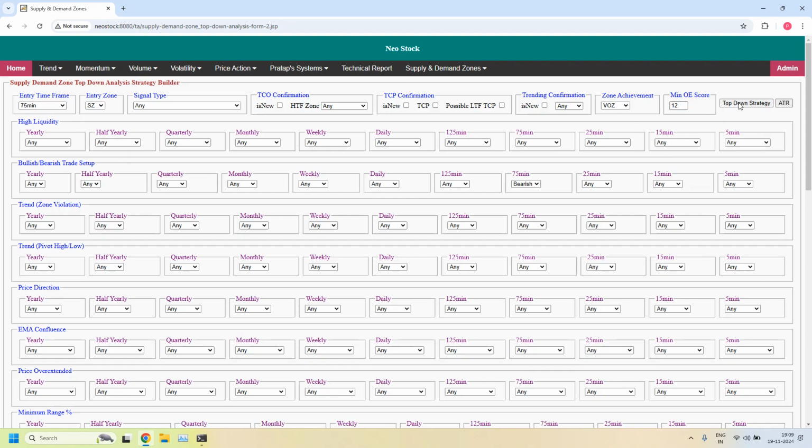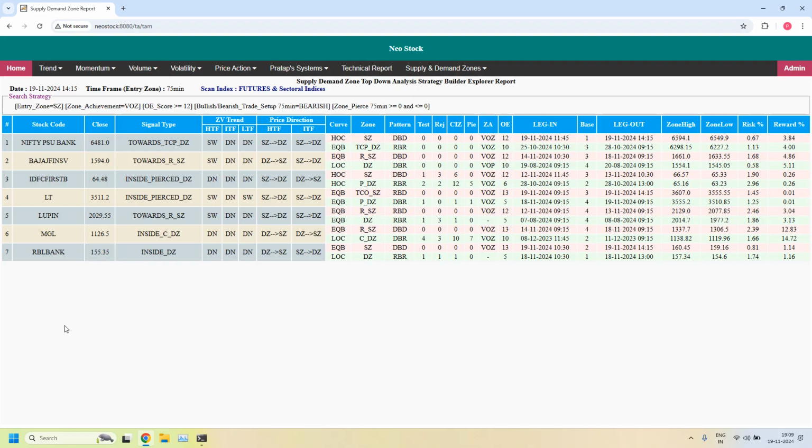Let's verify. We got 7 stocks. Currently, all these 7 stocks are supporting bearish trade setup for weekly income trade, and entry zones are 75 minute supply zones. In these 7 75 minute supply zones, there could be some high probability setup supported zones might be available.